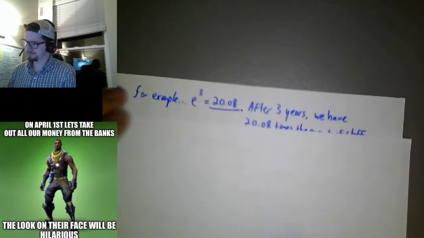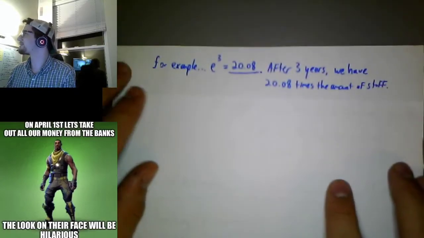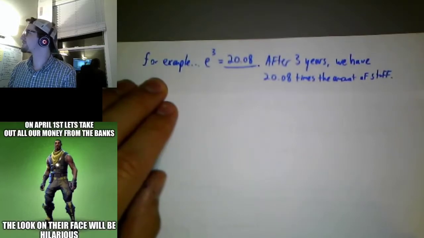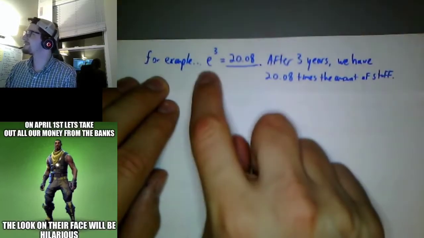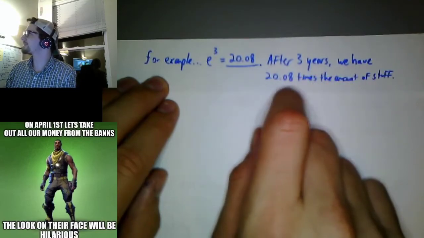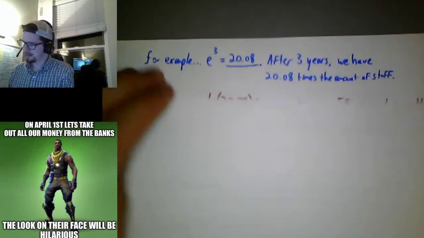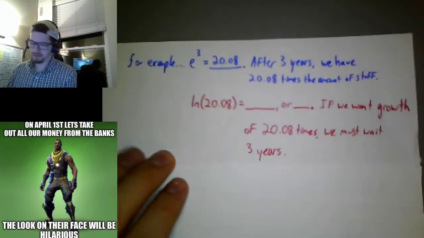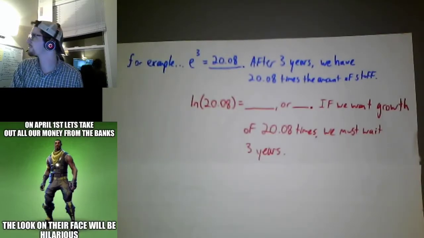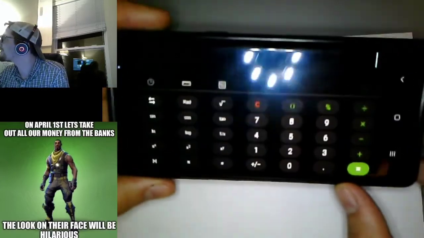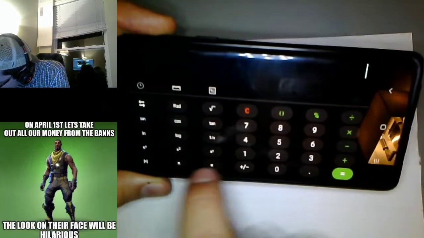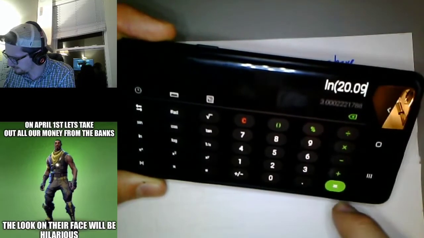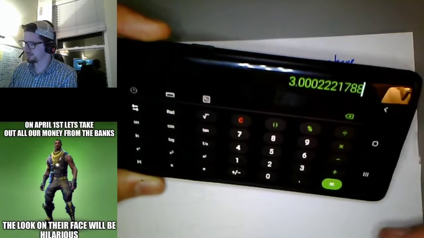So, for example, on the natural log, I just ran out of room on my page. e to the 3 equals 20.08. What this means is, after 3 years, we have 20.08 times the amount of stuff. We already said that. But what is ln telling us? If I push the ln button, which for me is right here, and I type in ln of 20.09, I get 3.0002.